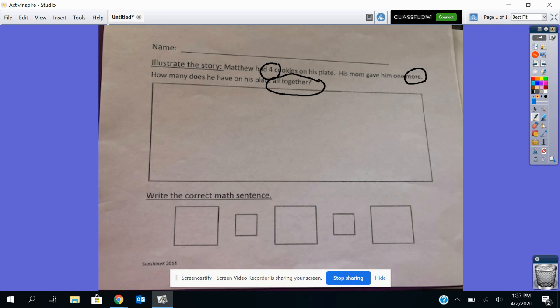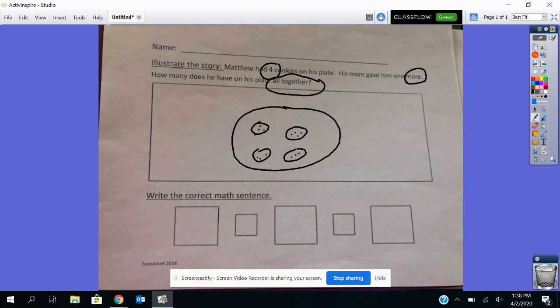So I always start with my picture. So I'm going to draw a plate, and you guys know that Miss Johnson is not an artist. I have never claimed to be, so you just have to bear with me on my picture. So here's my plate. So I'm going to go back to my number problem, and I'm going to see how many cookies he started with. So how many cookies did he start with? Good. He started with 4. So now I'm going to draw 4 cookies. 1. I'm going to put some chocolate chips because those are my favorite. 2, 3, and 4. So I have my 4 cookies.